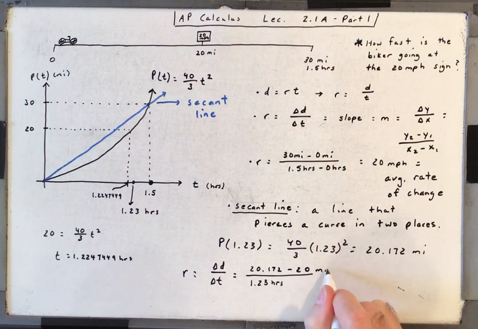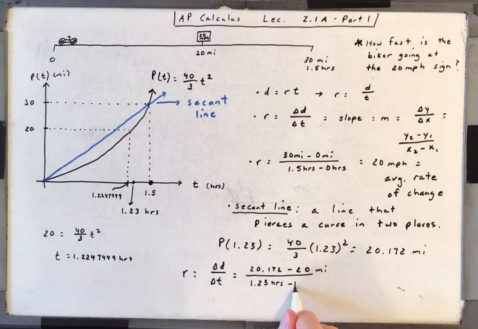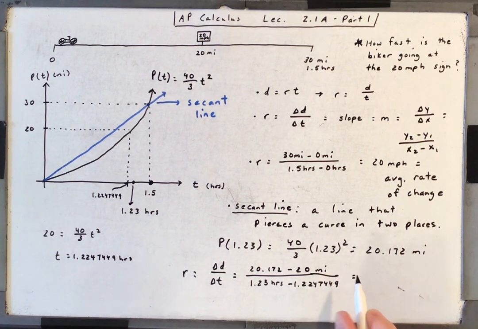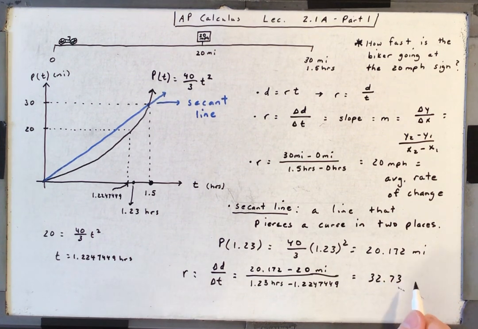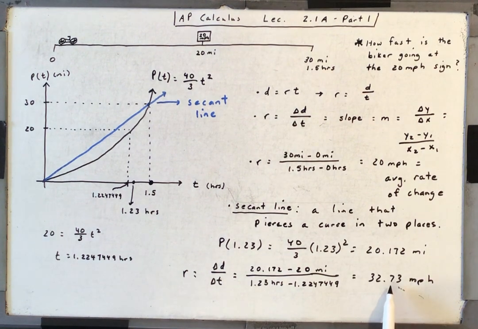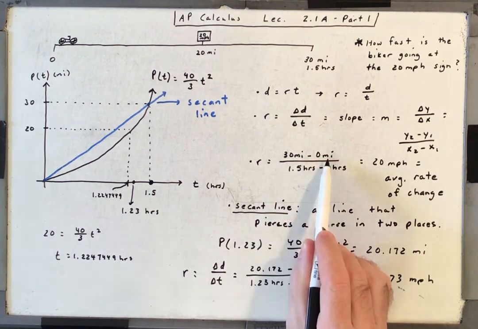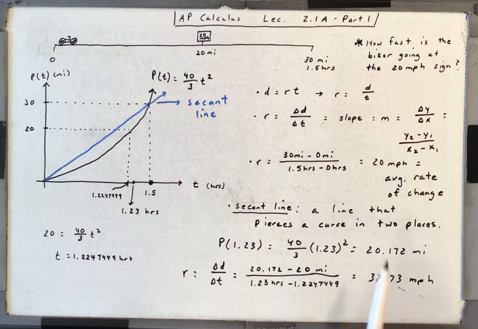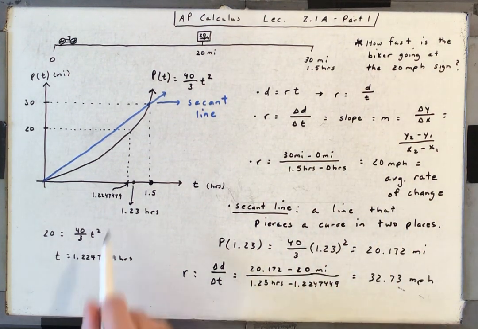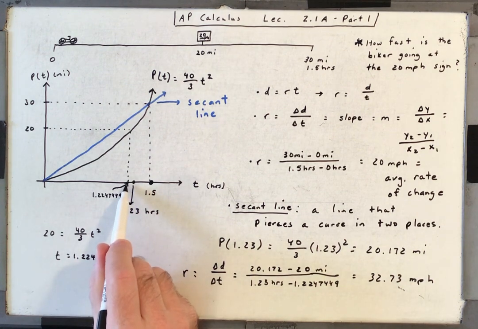So the top is miles, the bottom is hours, minus 1.2247449. So that's 32.73 miles per hour. That's a much better estimate than picking 30 and 0, which gives us 20 miles an hour. That's a much better estimate because our points are really close, much closer to the sign.